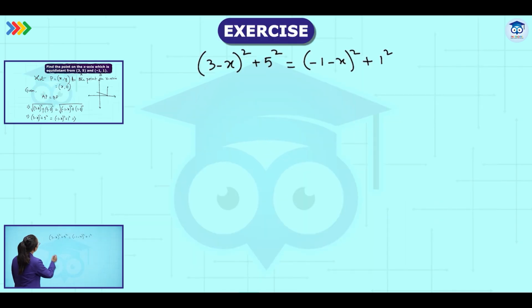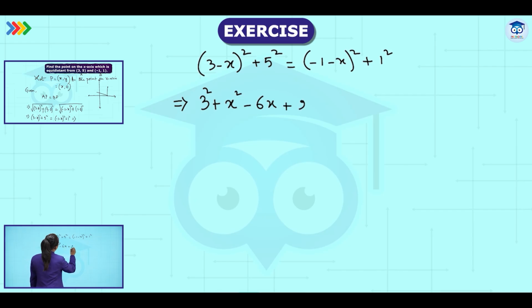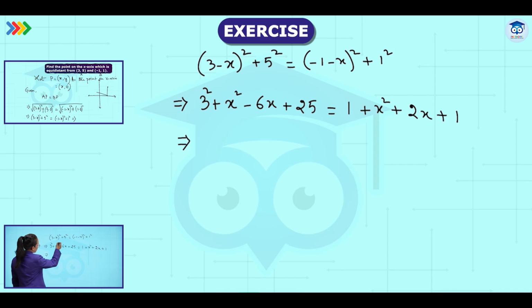Okay? So we will solve this. We'll open the brackets. It's like a minus b the whole square, so a square plus b square minus 2ab. So 2 into 3 is 6x, plus this is 25. Again, this will be expanded. Now see, both have negative, so it will be positive when we expand. So 1 plus x square plus 2x, and this is 1. Now this x square and x square will go away because both have the same sign on opposite sides of the equation.